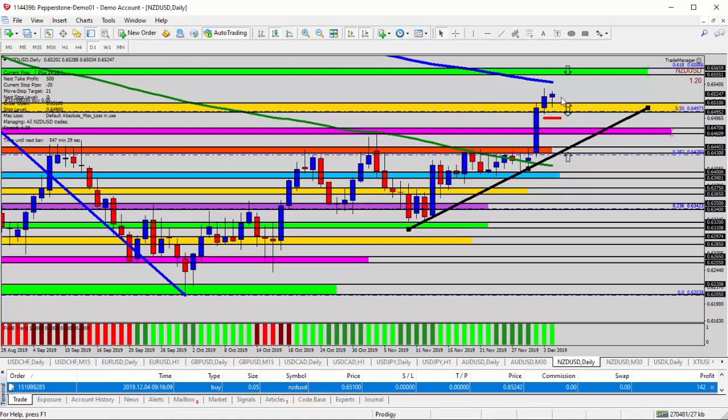No good reason to sell this right now. We do have some significant U.S. news on the calendar over the next couple of hours here that could impact this currency pair. But other than that, we'll continue to follow the trend, trading long above the yellow shaded area, targeting the green zone for the New Zealand dollar today.